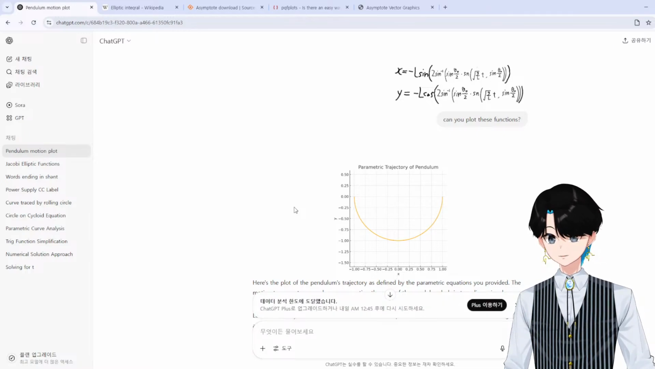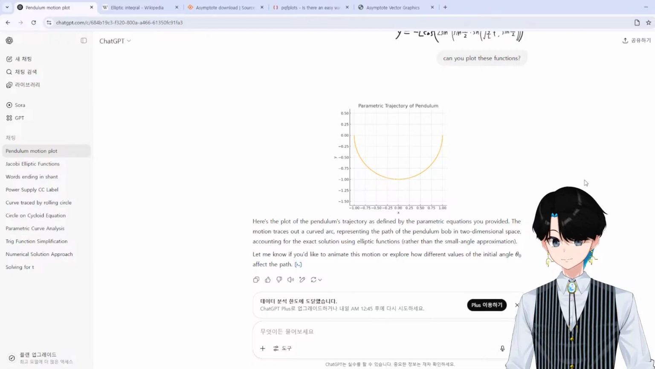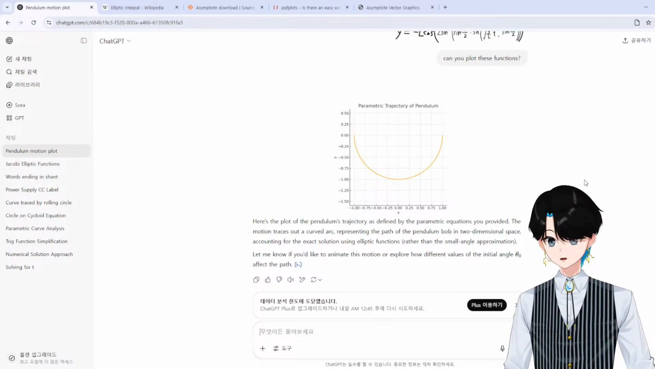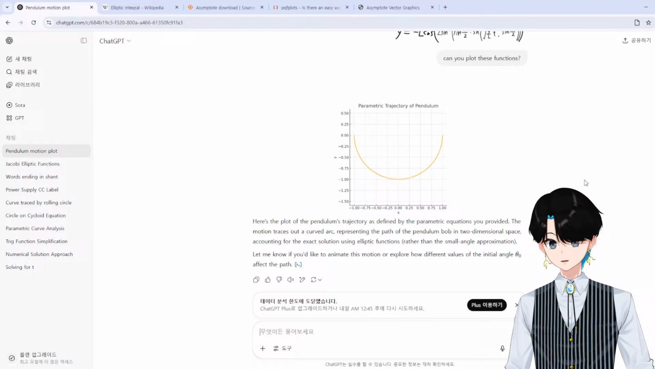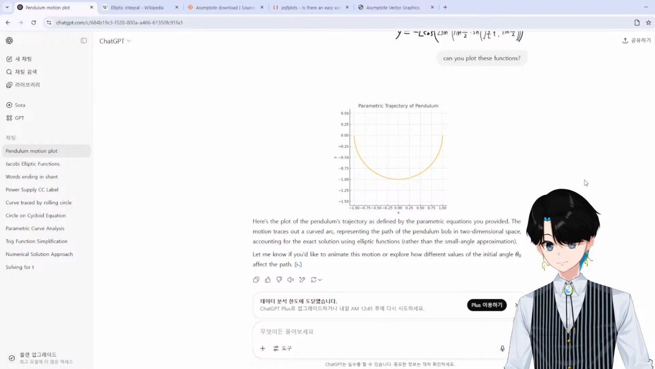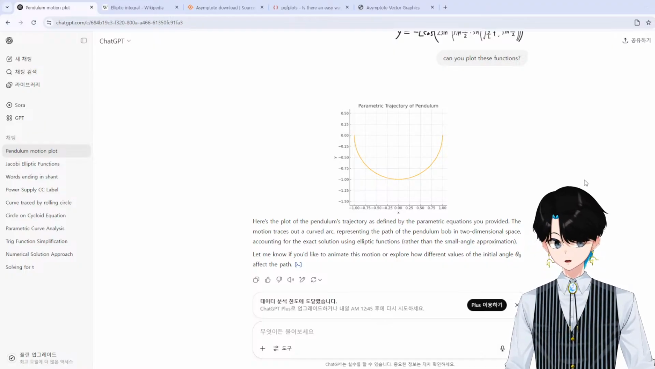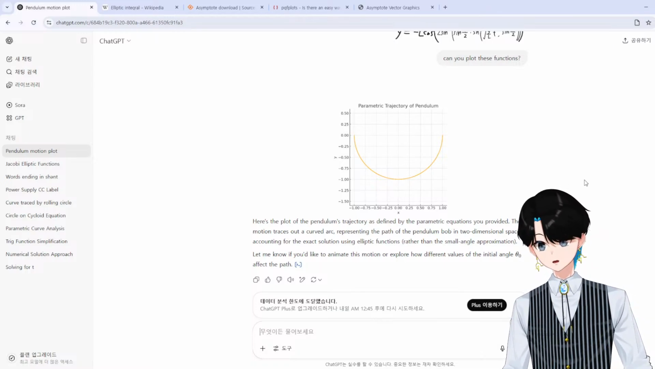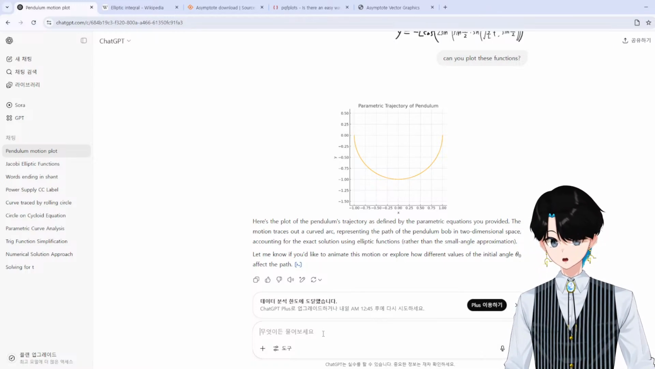Parametric trajectory of pendulum. Here is the plot of the pendulum's trajectory as defined by the parametric equations you provided. The motion traces out a curved arc representing the path of the pendulum bob in two-dimensional space, accounting for the exact solution using elliptic functions rather than the small angle approximation. Exactly. Let me know if you'd like to animate this motion or explore how different values of the initial angle θ0 affect the path.